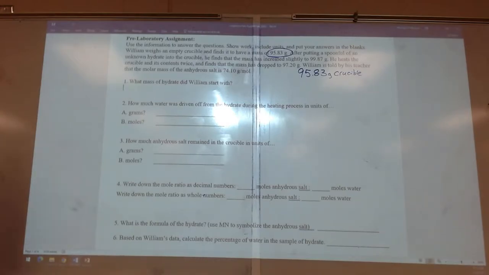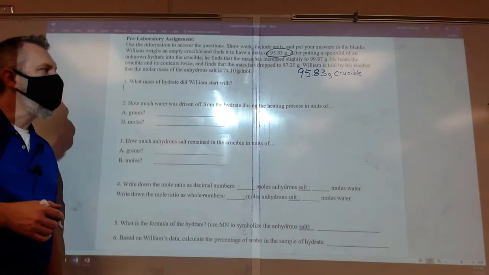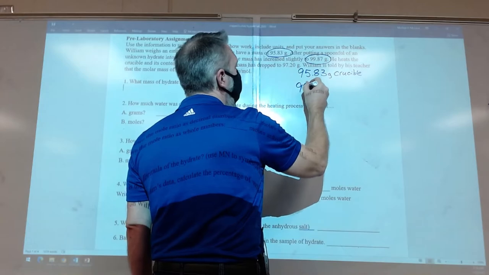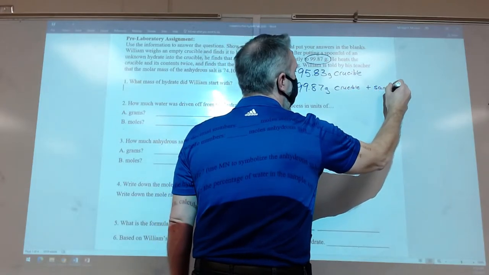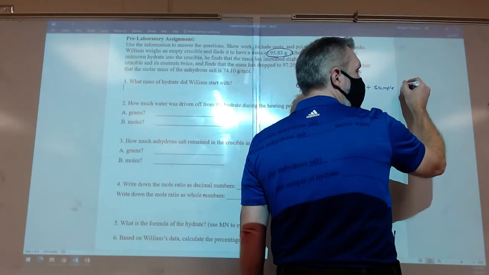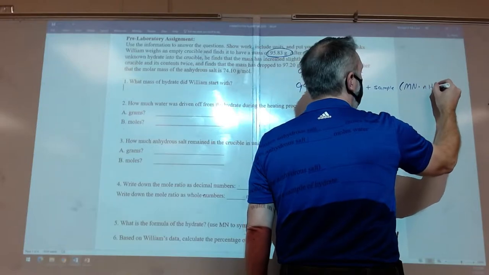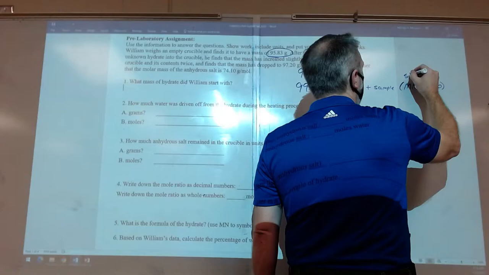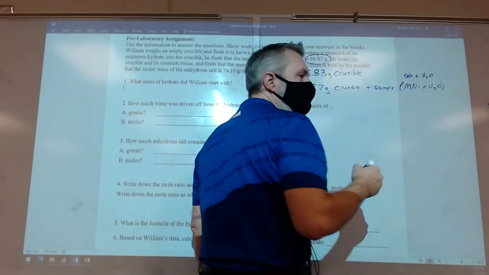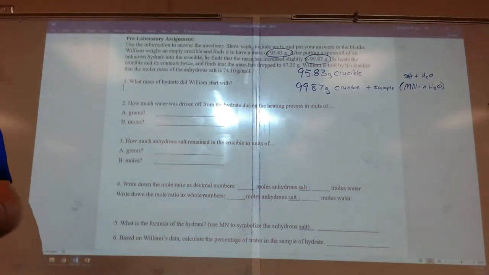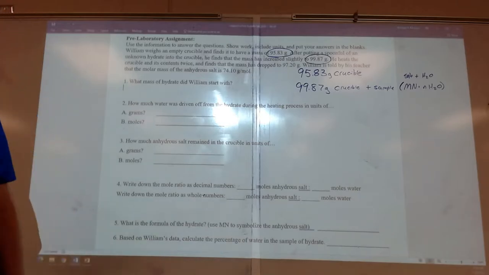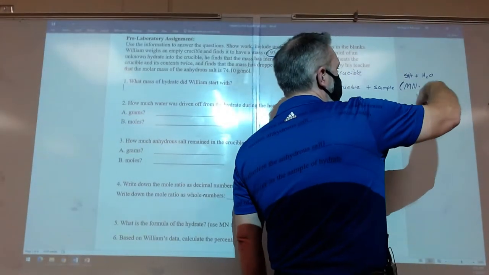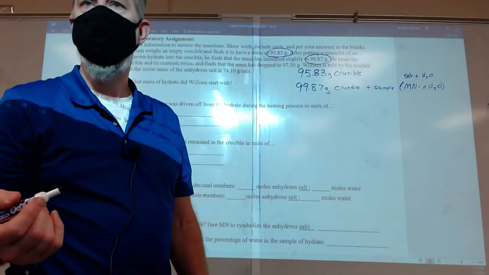Number, unit, stuff, right? After putting a spoonful of unknown hydrate into the crucible, he finds that the mass has increased slightly to 99.87 grams. All right. 99.87 grams is the crucible plus the sample. And what is the sample? This is Mn plus nH2O, or you could write it just as a salt plus H2O, something like that. Something to let you know that this sample is the salt that still has the water in it. And this should make sense on the next question.